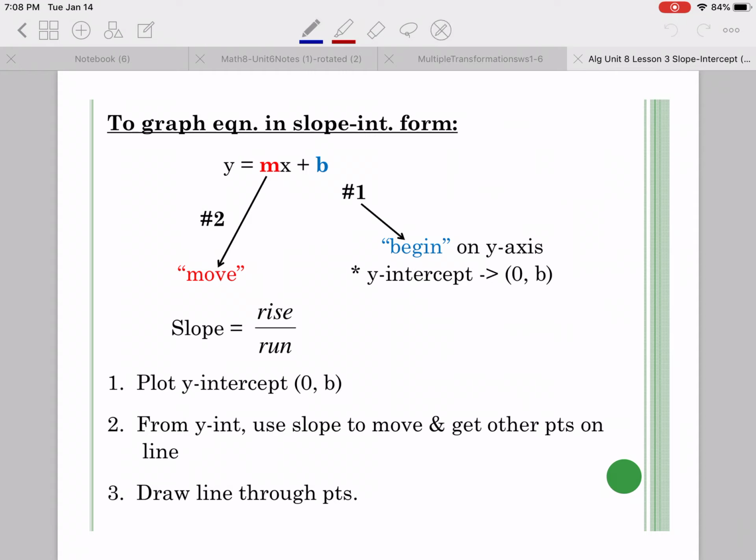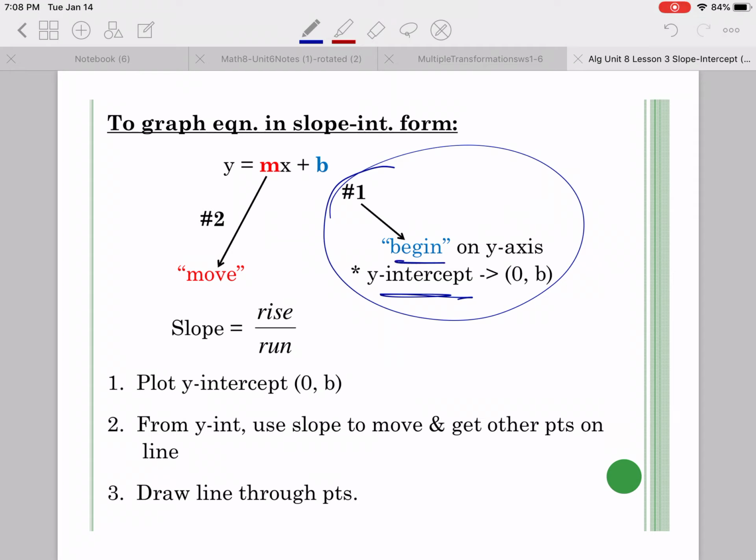To graph an equation in slope-intercept form, we talked about this a little bit in the last lesson. If you haven't watched it, I'd recommend you go back and watch it. We're going to hit some of those same concepts as building blocks for today's lesson. The first thing you want to do is begin with a point. In this case, we can begin with the y-intercept. That would be our starting location.